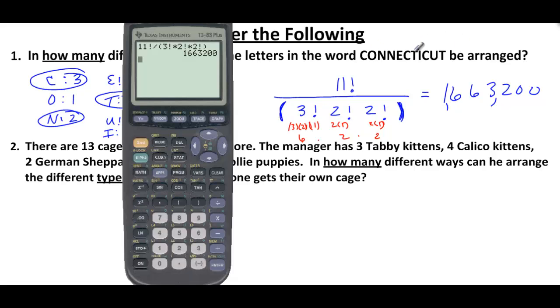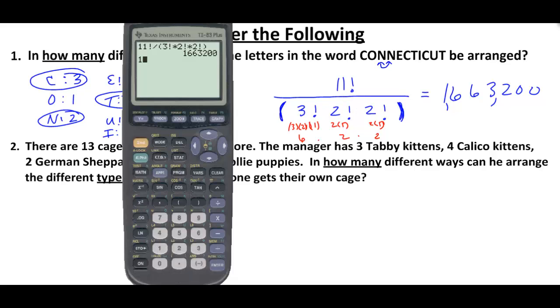Now the reason we have to worry about repetition is because, say these were Scrabble tiles. If I was in a room and I put down the word Connecticut, but then you came in and switched these 2 tiles, would it look different? And the answer is no, it would still look like the word Connecticut. So that's why we have to divide and we actually get less answers.